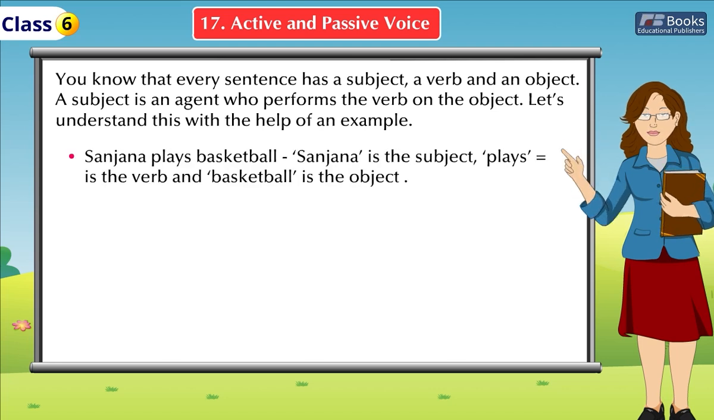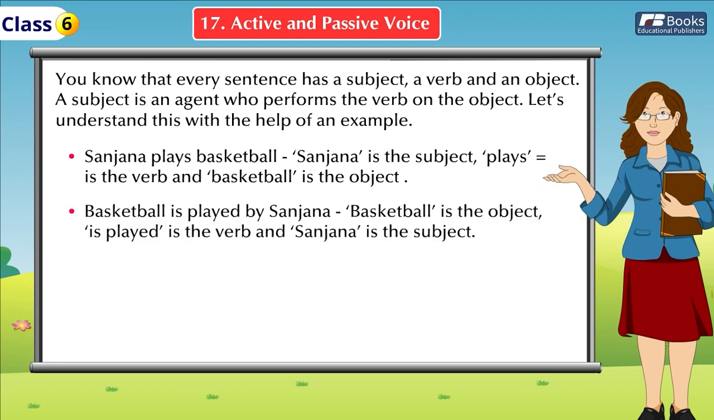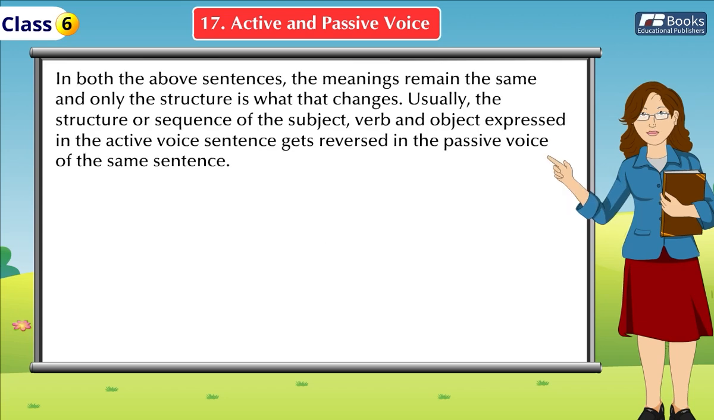Sanjana plays basketball. Sanjana is the subject, plays is the verb, and basketball is the object. Basketball is played by Sanjana. Basketball is the object, is played is the verb, and Sanjana is the subject. In both the above sentences, the meanings remain the same and only the structure changes.